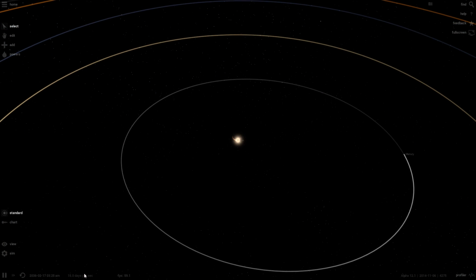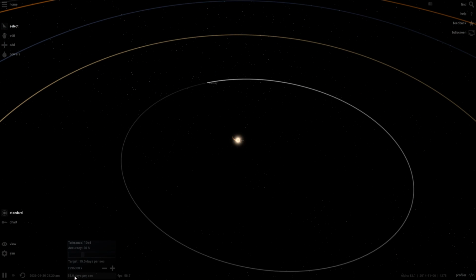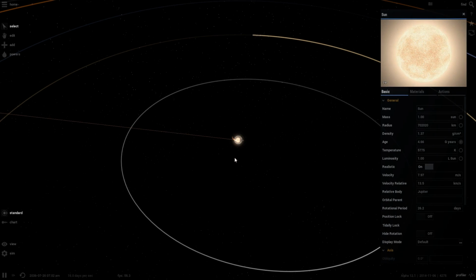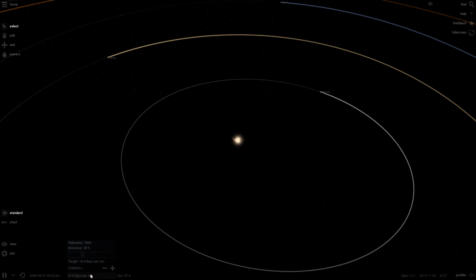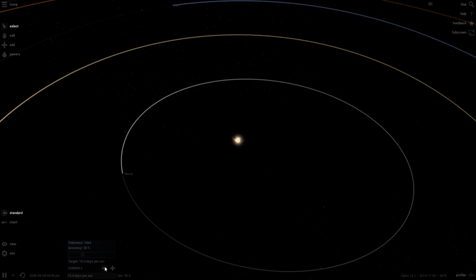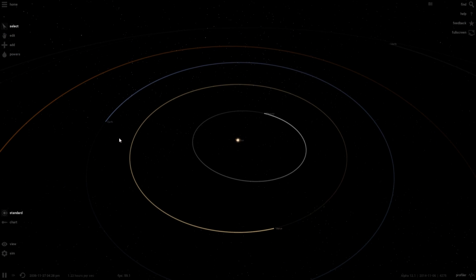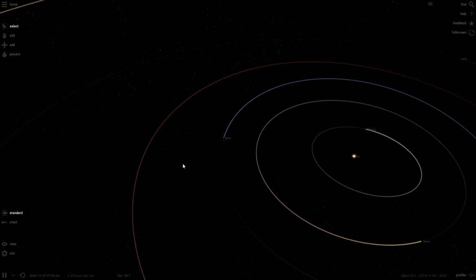Right now, you can see that the simulation is running at 15 days per second. It is simulating everything that it needs to simulate about these planets, the relations between them, the gravity, and so on, at the speed of 15 days a second. That is awfully fast. Let's slow it down a little bit and let's find Earth. We know that guy, right?